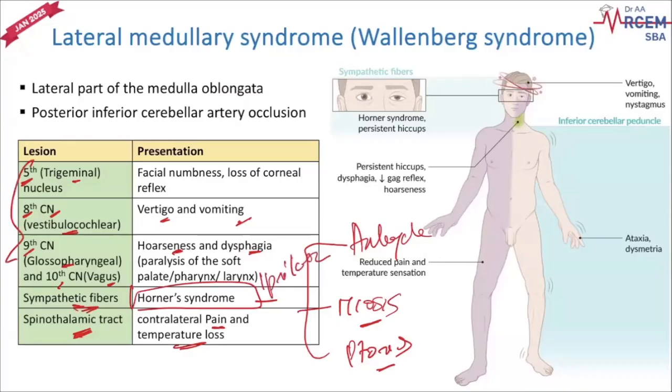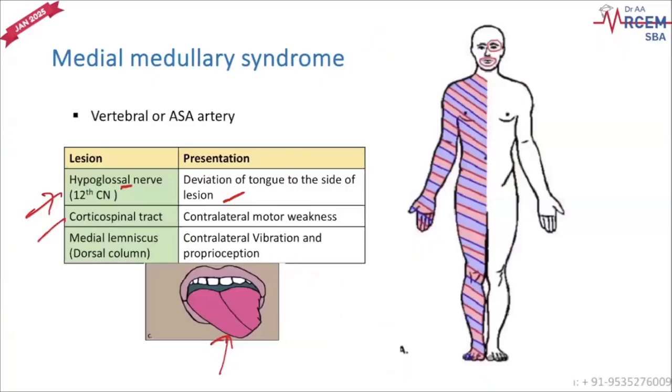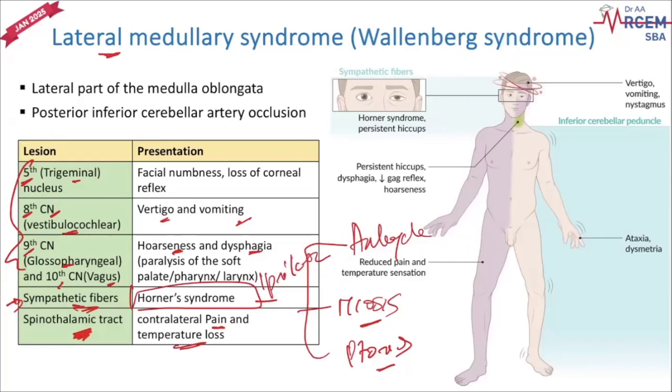Okay, all the cranial nerves along with the sympathetic fibers are all on the same side. It will affect only the tracts like the corticospinal tract, dorsal column, and spinothalamic tract. Only the spinothalamic tract comes on the lateral side. On the medial side, you have the corticospinal and the dorsal column. All are contralateral. Do not forget.